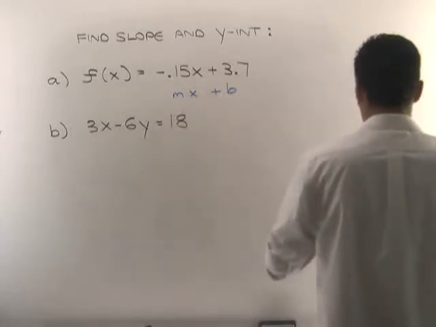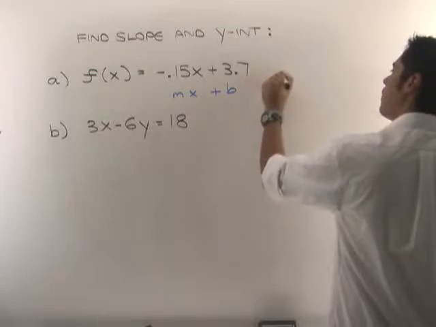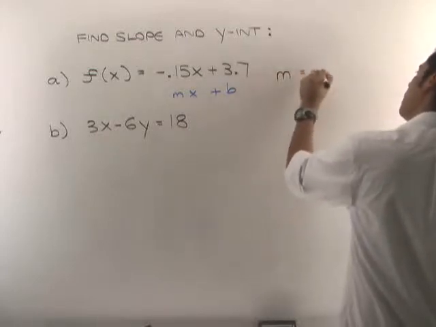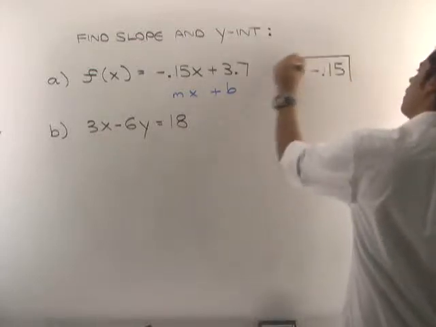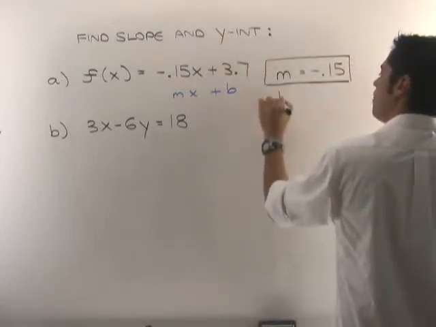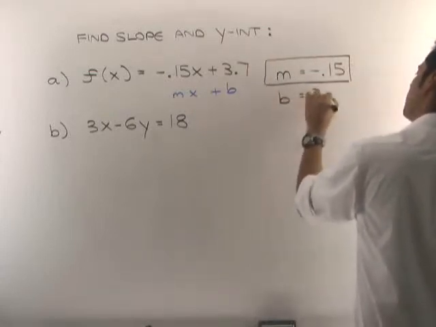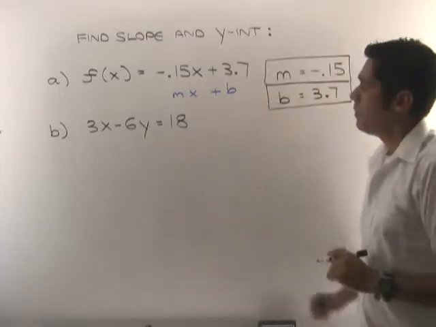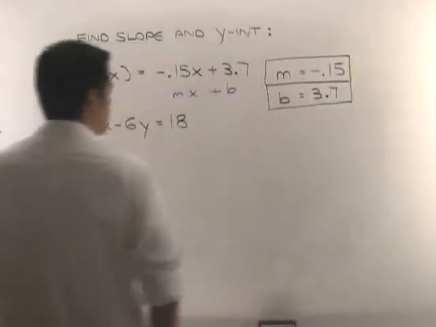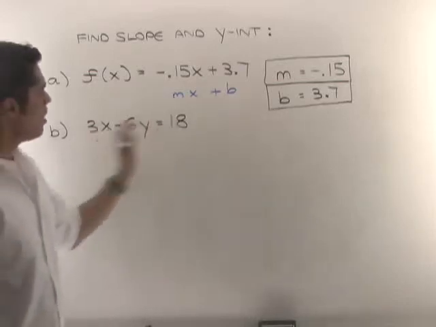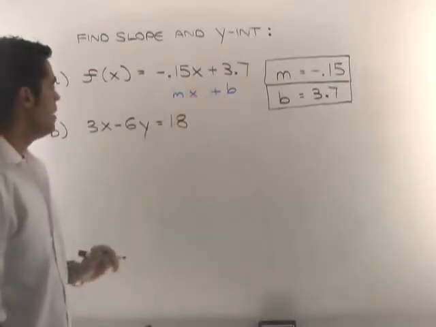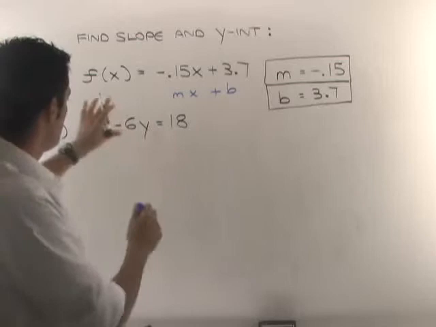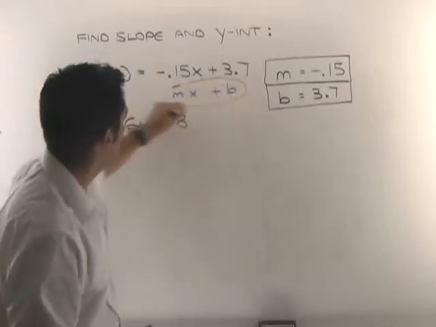So for the first problem there, the slope m is equal to negative 0.15, and the y-intercept, which is b, is equal to 3.7. Once we have these two, remember that we can now graph the line. For the second problem, it's a little more difficult because it does not look like y equals mx plus b. But what we'd like to do is get this to look like this.